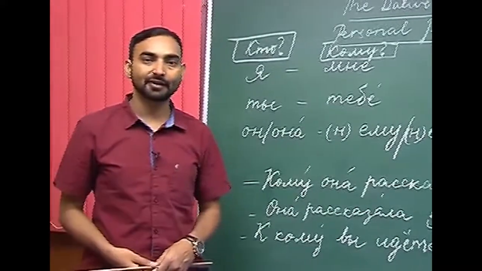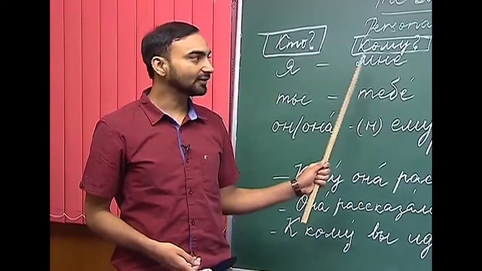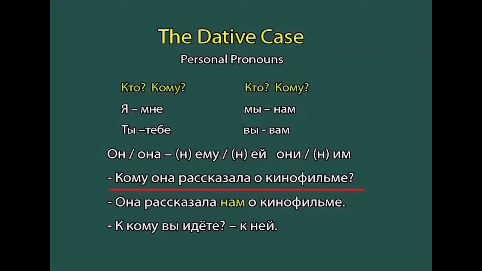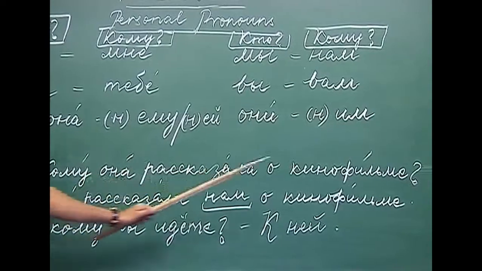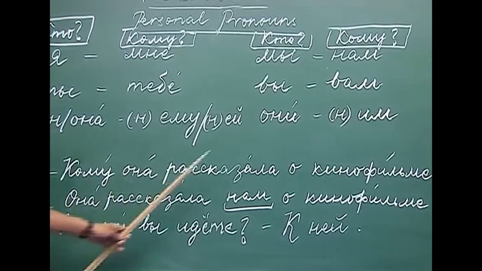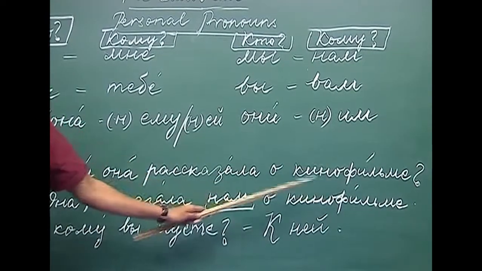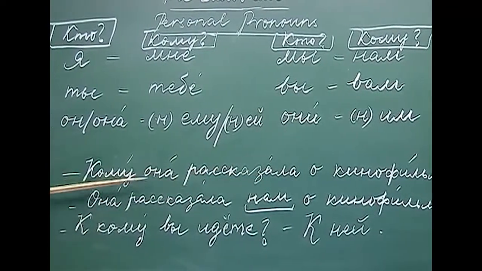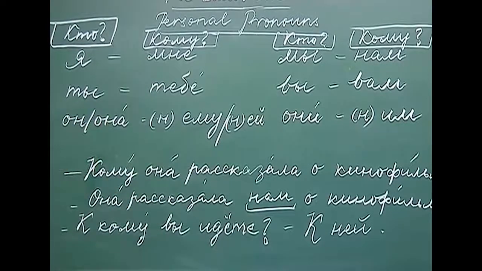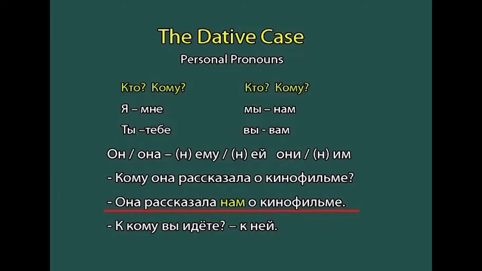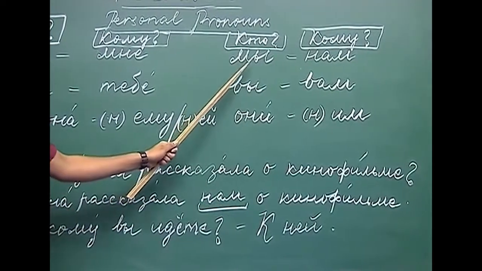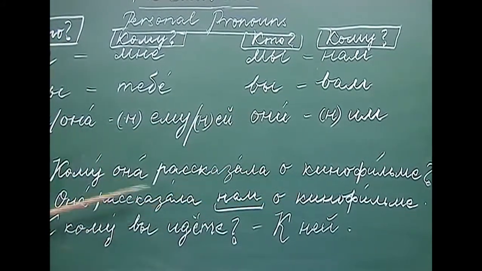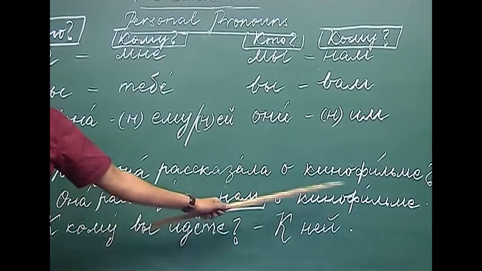Now let us look at some examples where the personal pronouns have been used in the dative case. Kamu ana raskazala akina filme. To whom did she narrate about the movie? Kina film is movie. Raskazaj is to narrate, to tell. So here we have to use a personal pronoun. Ana raskazala naam. I have used here the first person plural number mui. Mui becomes naam. Ana raskazala naam akina filme. She narrated to us about the movie.